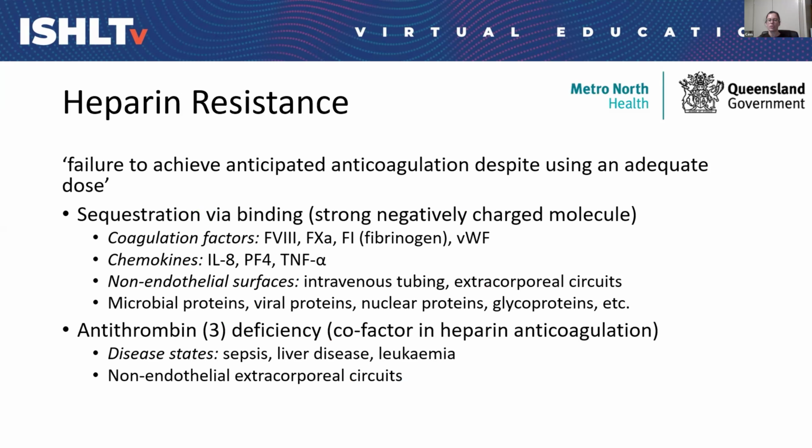Now, although heparin resistance is not a rigid definition, it is accepted as a failure to achieve anticipated anticoagulation despite using an adequate dose of unfractionated heparin, and it's vastly multifactorial in nature. So, unfractionated heparin is a strongly negatively charged molecule, which is highly susceptible to sequestration via binding to a multitude of other coagulation factors, chemokines, non-endothelial surfaces, and also microbial proteins. Unfractionated heparin also requires adequate amounts of antithrombin III as a cofactor. And so things like severe illness, certain disease states, and the presence of, again, non-endothelial material and circuits can contribute to a relative deficiency.